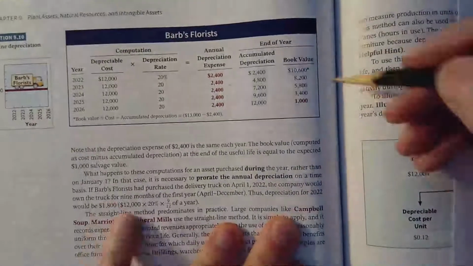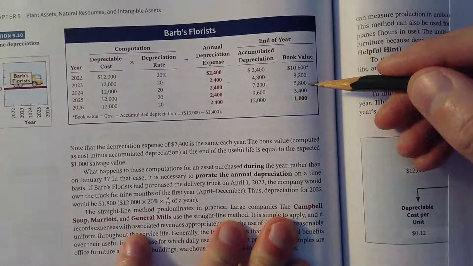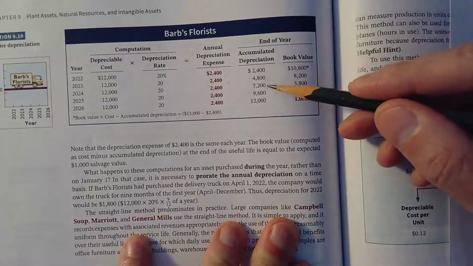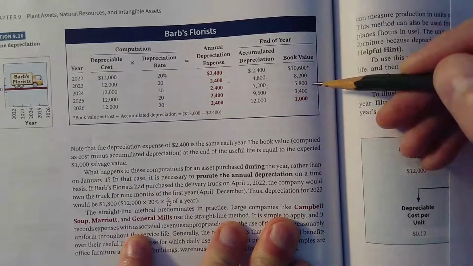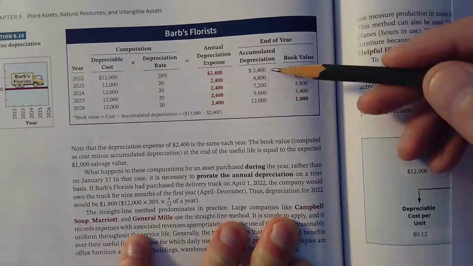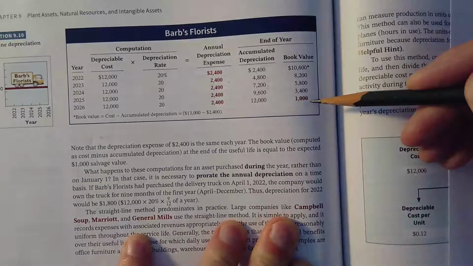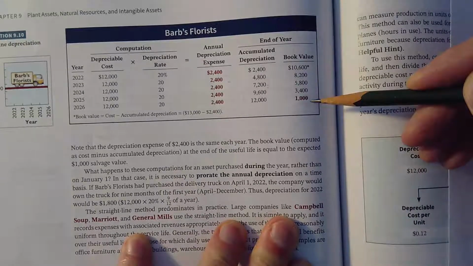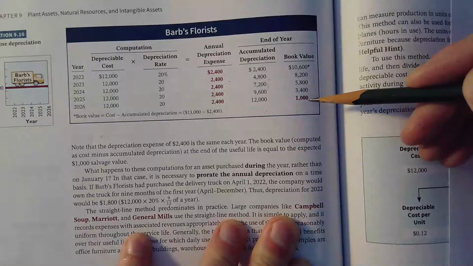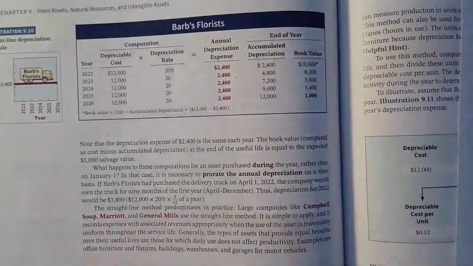Going down further, this 5,800 would be 13,000 minus the 7,200, which is that. So it's always, this last column is always your cost. What did you pay for it? In this case, 13 grand minus whatever's over here. In the last year, it comes out to 1,000 because that's the salvage value, and because you backed it out in the beginning and only used 12,000, that's got to come out to the salvage value.